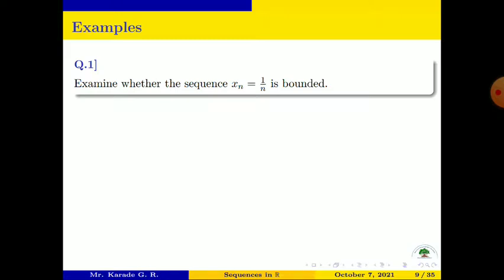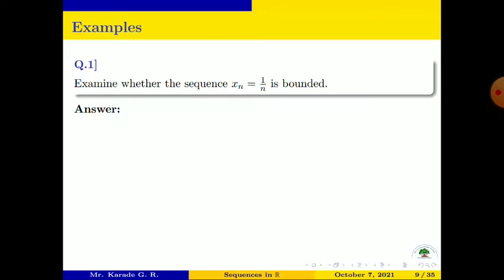Examine whether the sequence xn is equal to 1 upon n is a bounded sequence. So let us write the answer of this question. To show that the sequence is bounded, geometrically we can represent it very well, because all terms of that sequence lie in between 0 and 1.